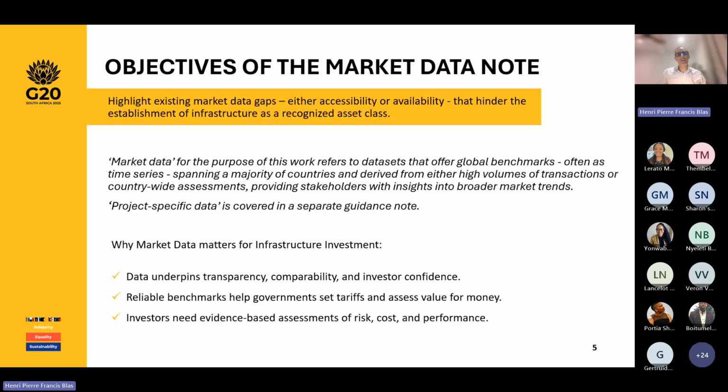Okay, so the objective of the market data notes, and I'm going to only focus on the market data notes, is really to, like it's written here, highlight existing market data gaps. We really wanted to work together with the G20 to highlight those. And to do this, we obviously really work together with the private sector.